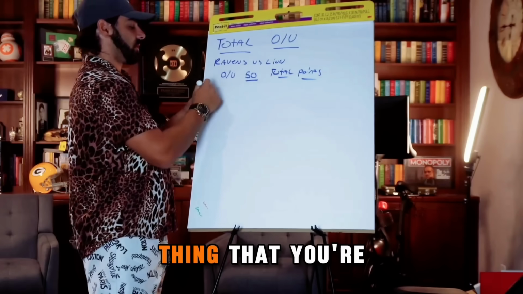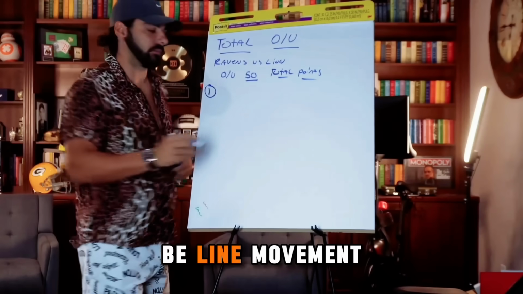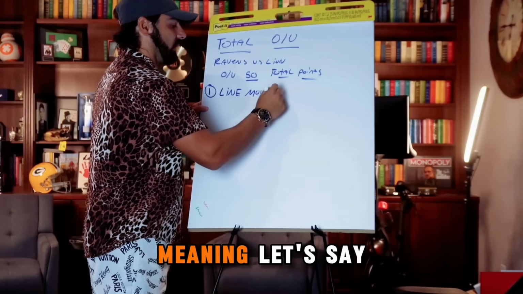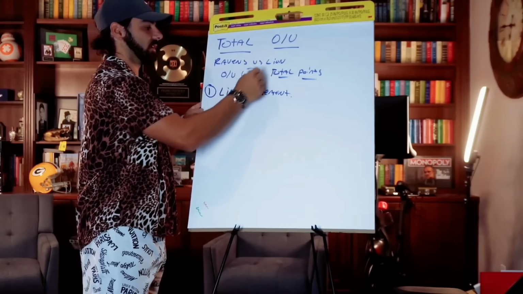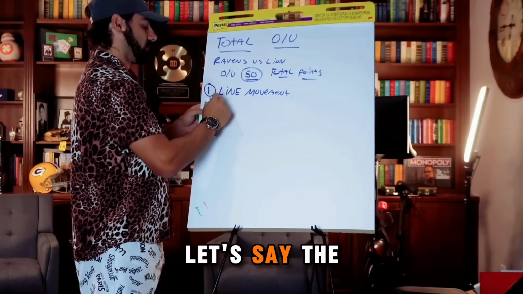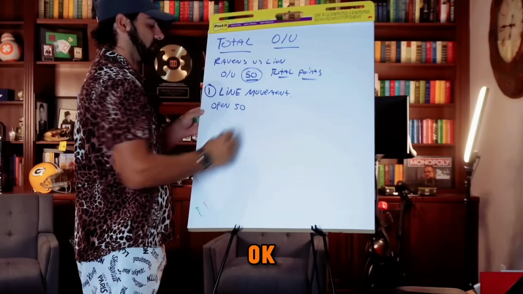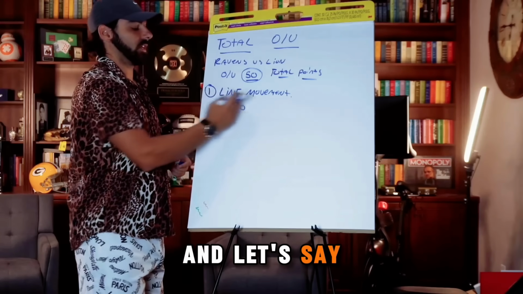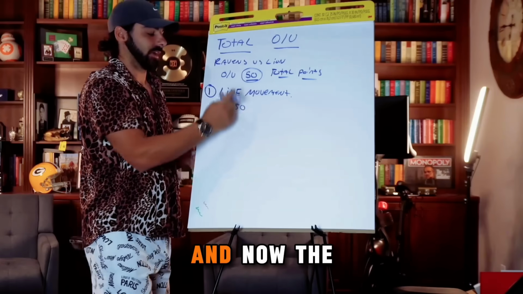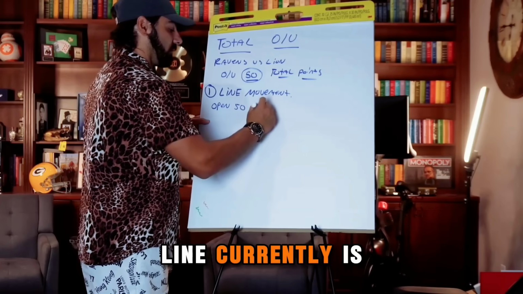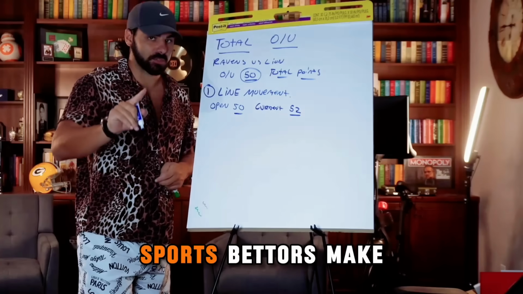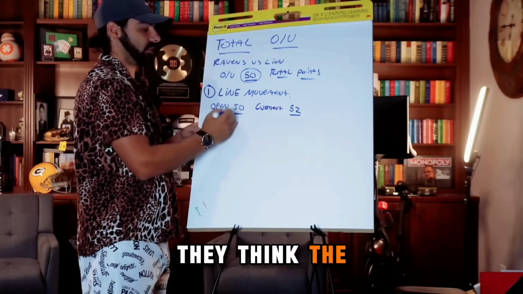Now, the first thing that you're going to want to look at is going to be line movement. This is very important. All right, so line movement, meaning, let's say that this line right here is what it opened up at. Say the opening line was 50, okay? And let's say we're getting closer to the game on Sunday, and now the line currently is 52, okay? So it went up.